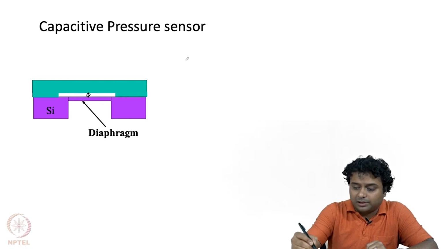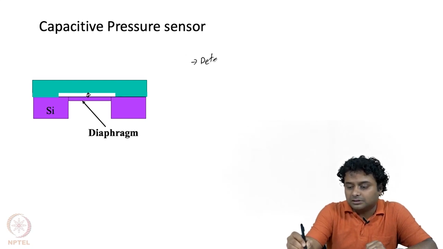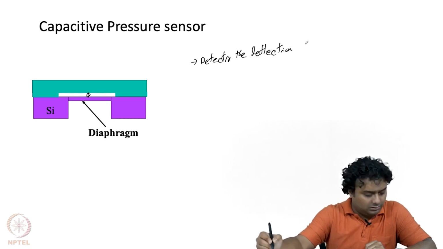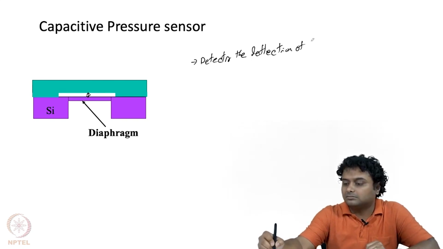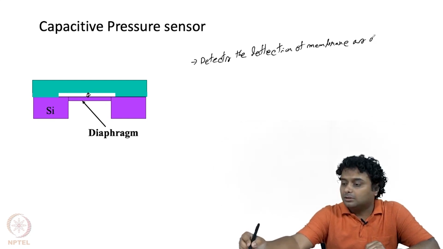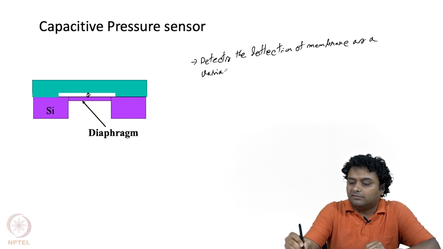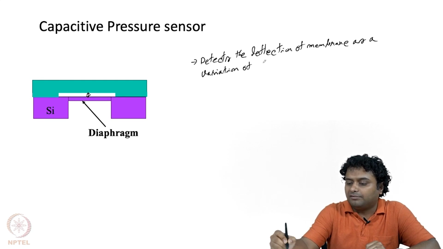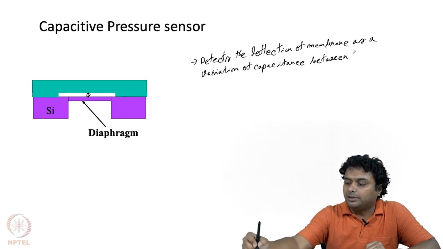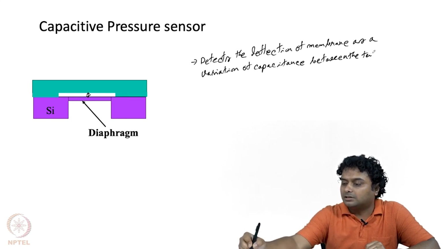And so, the first point is that it detects the deflection as a variation of capacitance between the two plates.